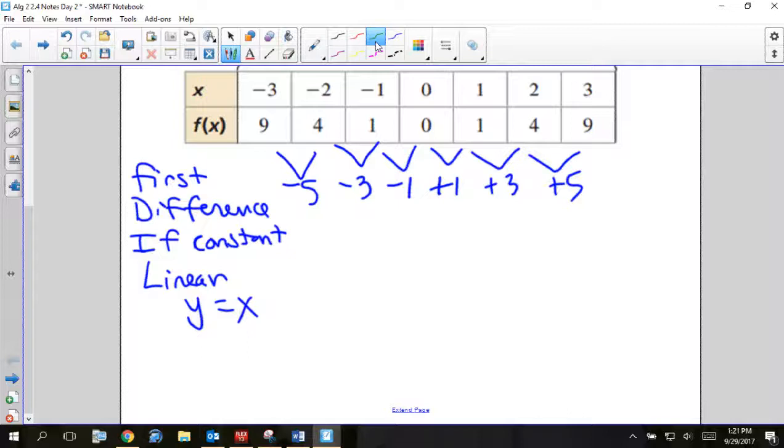So we do another set of differences. We do the differences this time from the differences. So -5 to -3, what are we doing? We are adding 2, right. Be careful with those negatives. -3 to -1, you're adding 2. -1 to 1, adding 2. 1 to 3, 2. 3 to 5, plus 2. So those are the second differences.